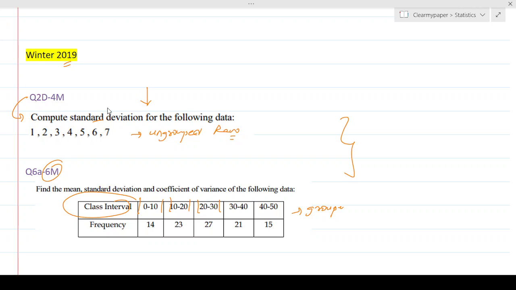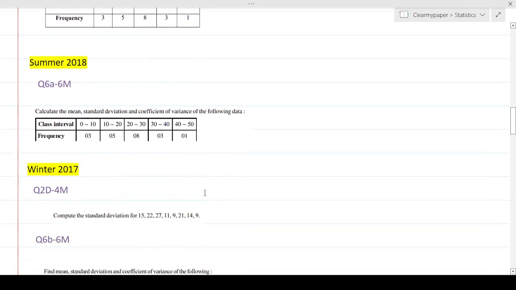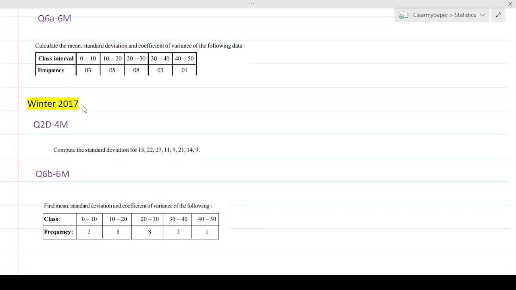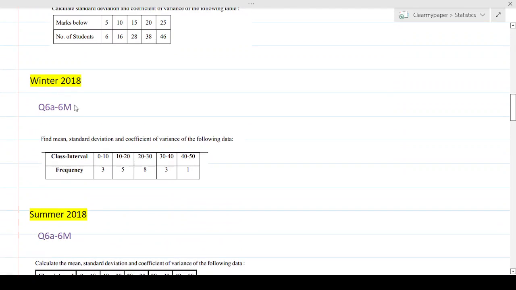The ungrouped data, this kind of problem where they just give you some data and ask you to calculate one measure, standard deviation, has appeared only twice. Once in winter 2019 and the other time over here in winter 2017, again for 4 marks in question 2D, where they gave you this and tried to find just one measure, standard deviation, for ungrouped data. Otherwise, for most of it, you get a 6-mark question like this, where you have to find 3 pieces: mean, SD, and CV, and it will always be for grouped data. So that's one major variation.